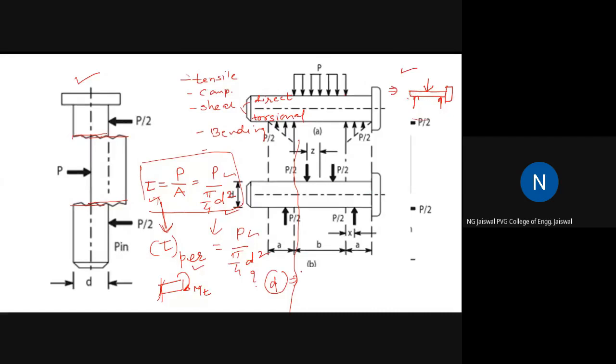How? We know that bending stress is given by M upon I equal to sigma B by Y. This is the equation which we know, the flexural formula. So bending stress sigma B is equal to M upon I times Y. Now the next step is, whether this is known or not.